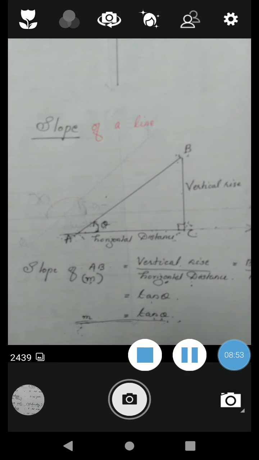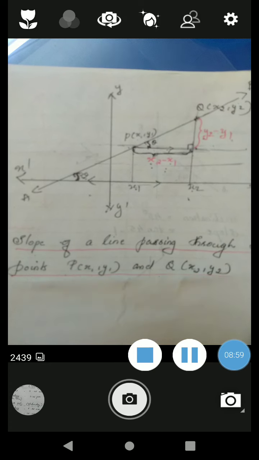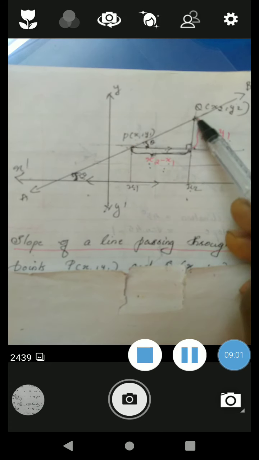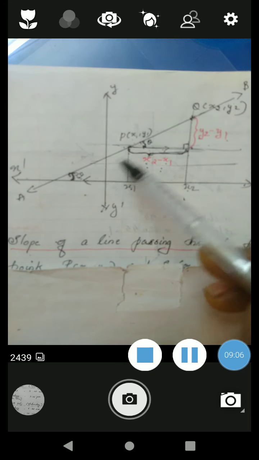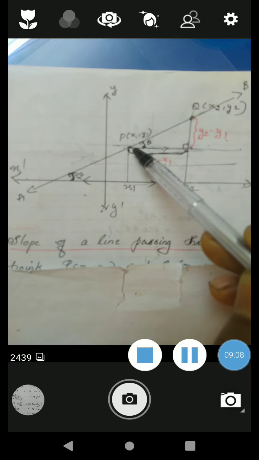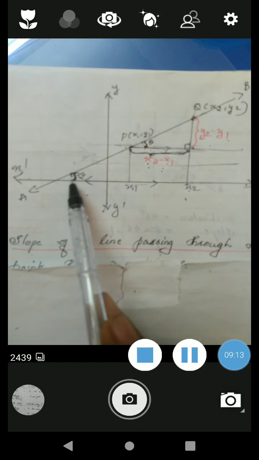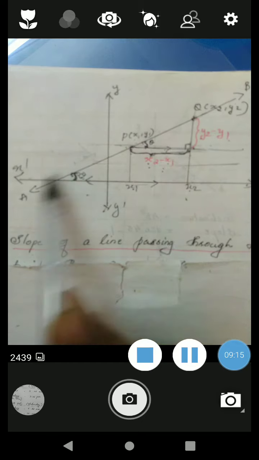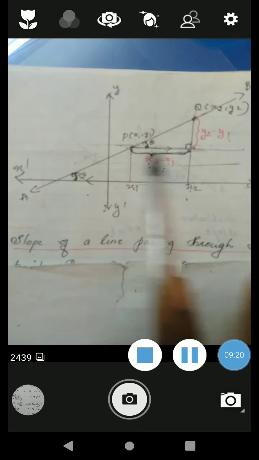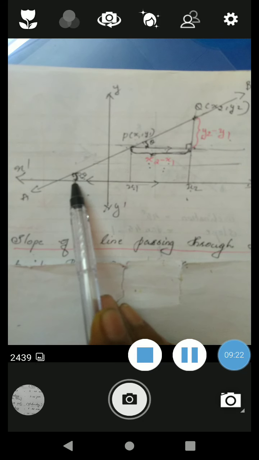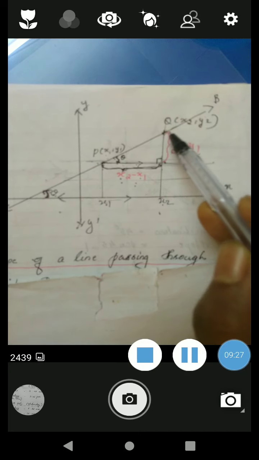Okay. And next is slope of a line passing through 2 points P x1 y1 and Q x2 y2. We are going to find out the slope of a line which is passing through x1 y1 and x2 y2. You can say inclination of this line is theta itself. Since these two lines are parallel, assume it is a graph and these two lines are parallel. If this angle is theta, this one is also theta, right?